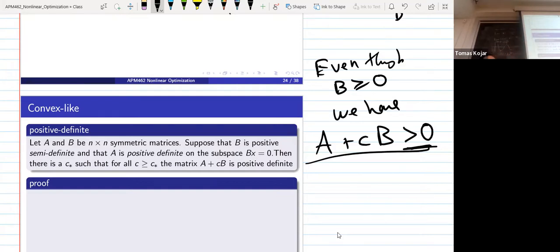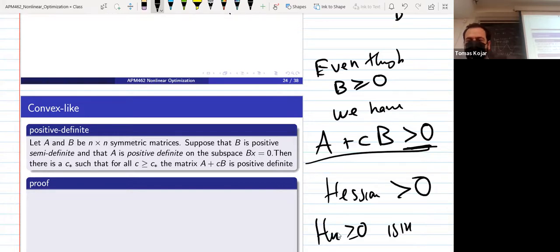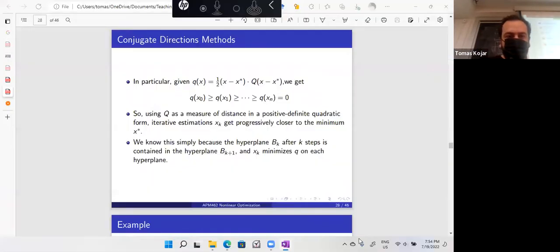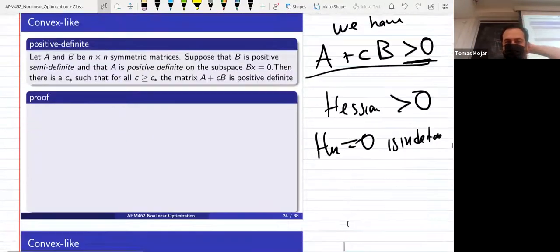I know some people wrongly have answered, like in the test, they wrote that the Hessian was non-negative, but that's not enough. That doesn't give you a minimizer. So please remember the Hessian needs to be positive definite. Hessian non-negative is indeterminate. If you get equal to 0, this is indeterminate. You understand? So don't make this mistake again. Whoever did it, I don't know. Okay, all right, let's go.